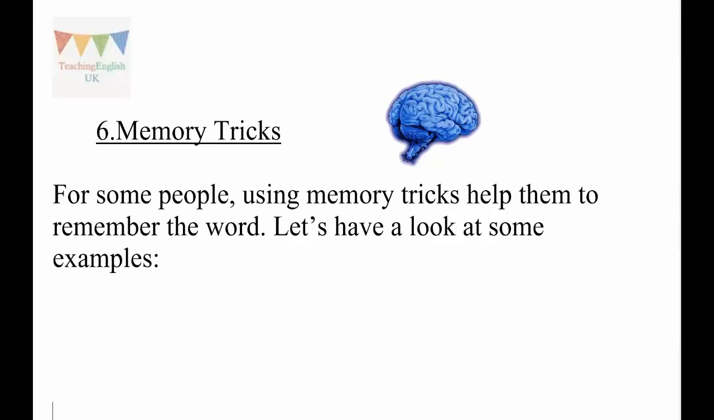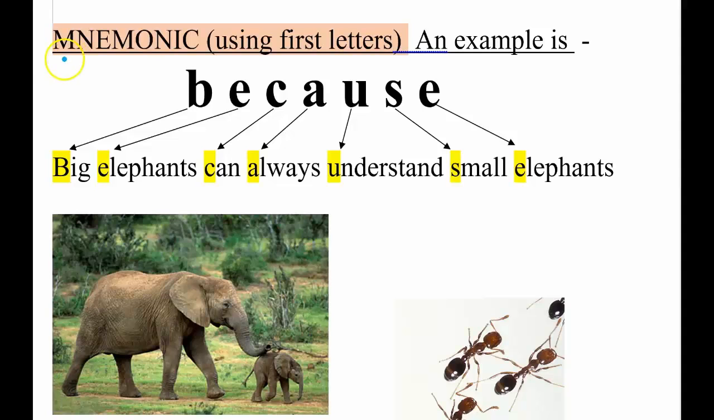Next, I'd like to look at memory tricks. Now, the great thing about memory tricks is that they can be used alongside all the other spelling strategies that we've looked at. Let's have a look at some examples of memory tricks. The using of a mnemonic. Now you're thinking, what is a mnemonic?